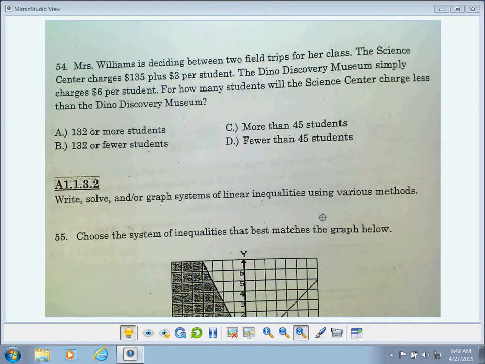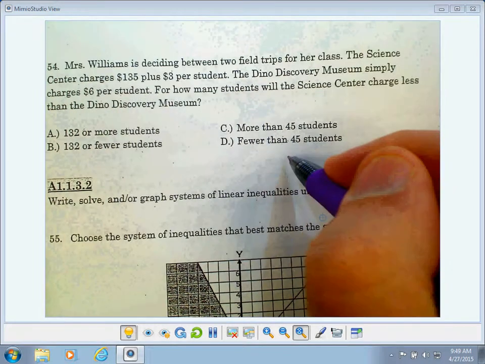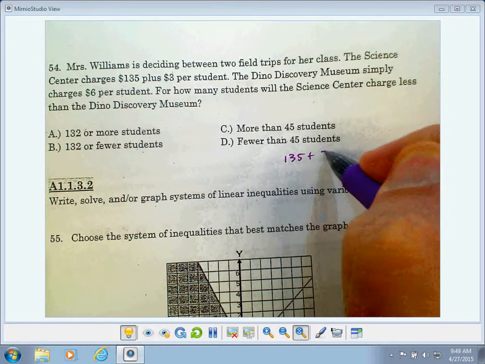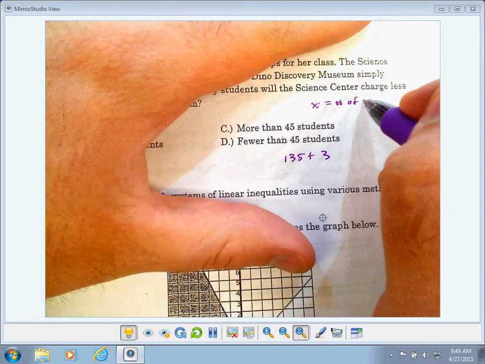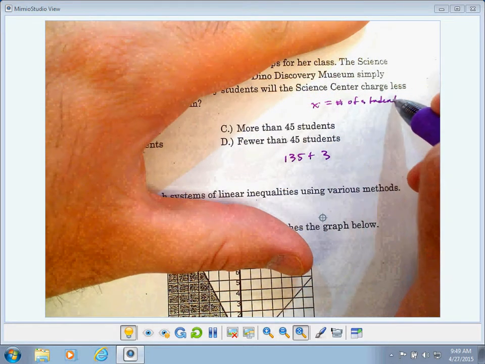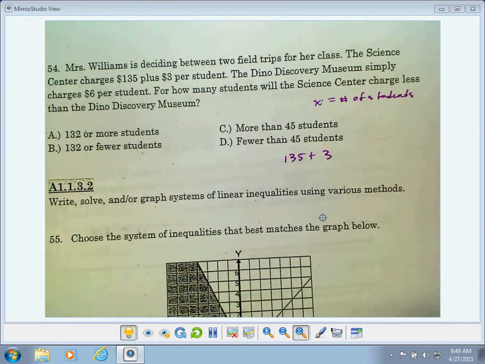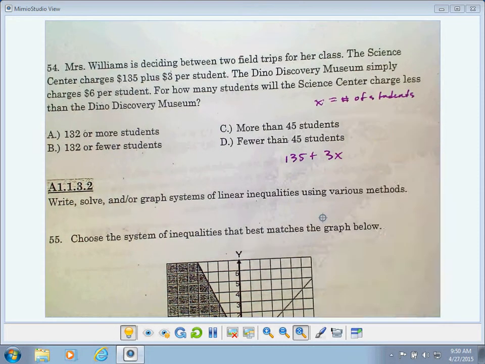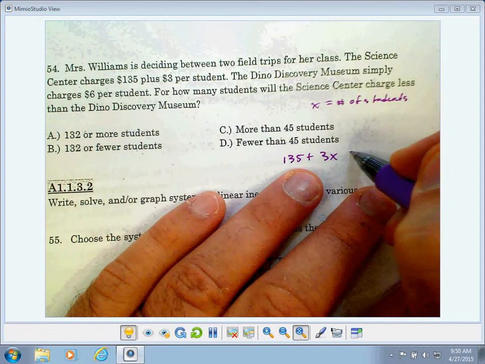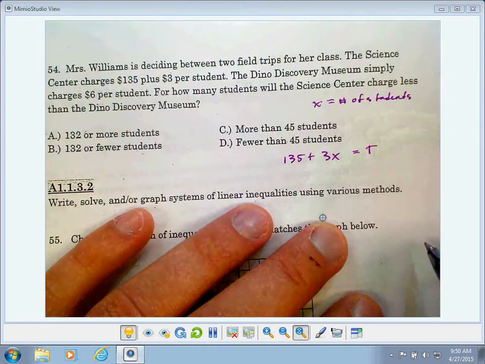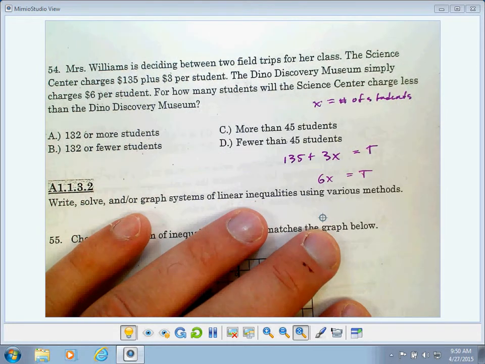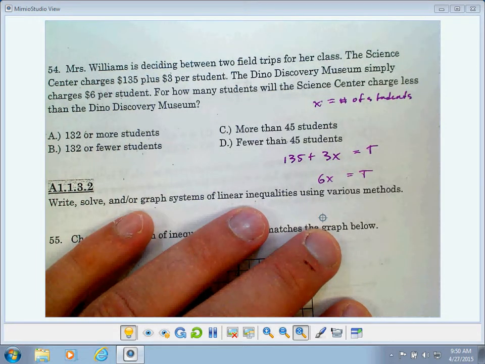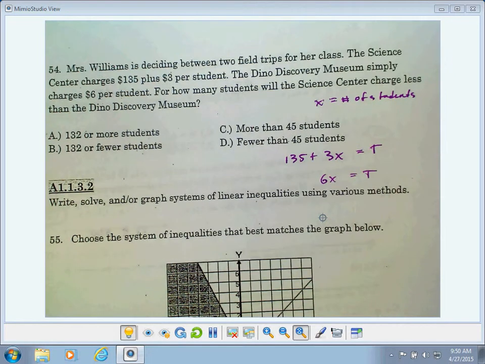Okay, well, we've got to look at it like this. We would say that it's 135 plus 3 per student, and we'll call x the number of students. So the first one is 135 plus 3x. That would give us our total. And the other one is just 6 times the number of students is our total. So this is an inequality, but we'll come to why it's an inequality in a second.